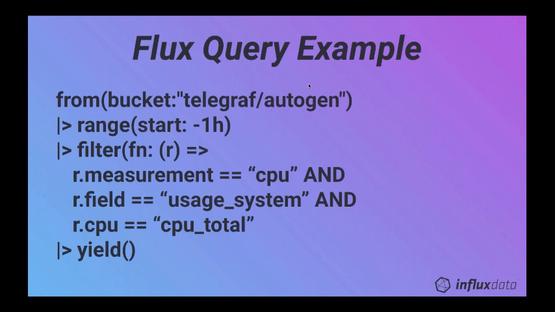And then here's a Flux query example. It's really similar. It's just kind of a translation of the InfluxQL query that we saw. We select the bucket from which we are taking our data, and we specify a range with the start time. So we want to take the data from the last hour, and then we filter based on the measurement field and CPU, and then finally we can yield this result.